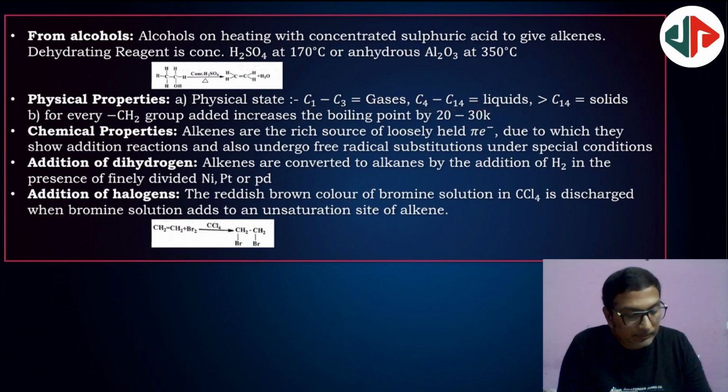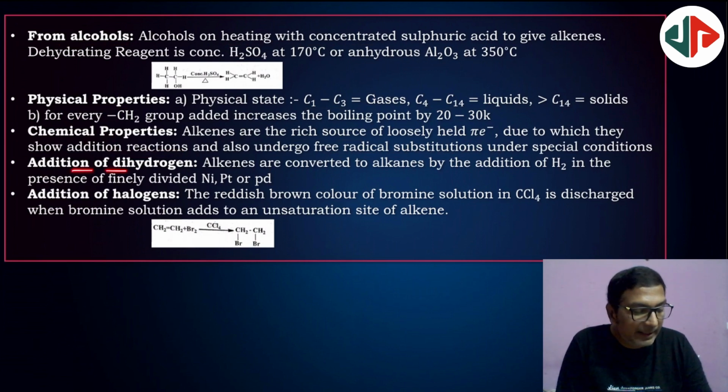Next, chemical properties. So alkenes are a rich source of pi electrons. So pi electron density is more in the case of alkenes. Therefore, they can undergo addition reactions. Next, in some cases, free radical substitution reactions under special conditions.